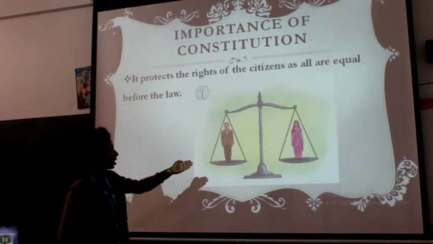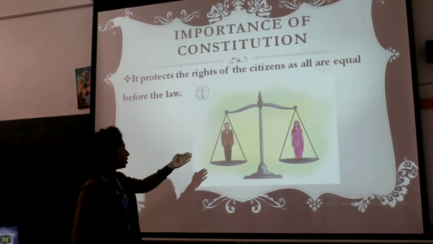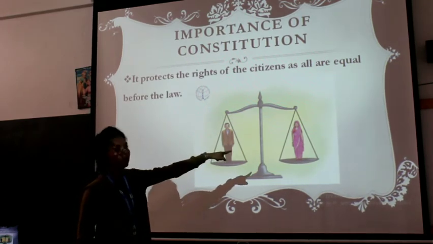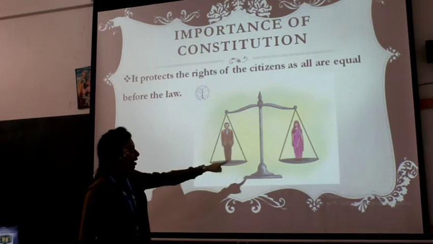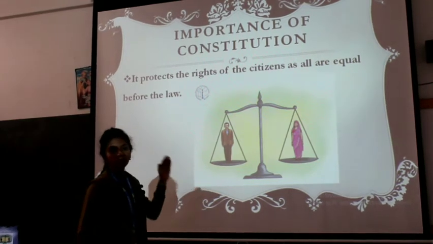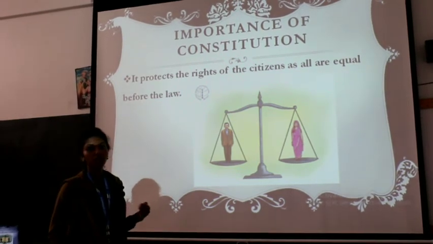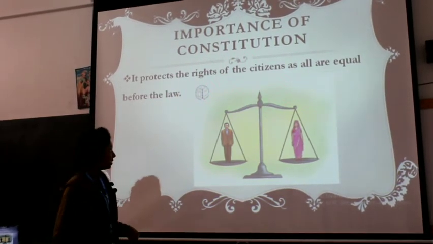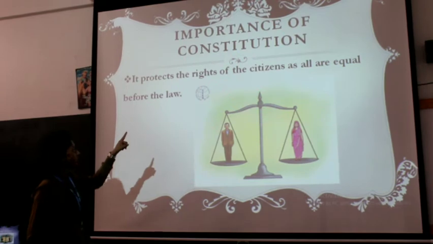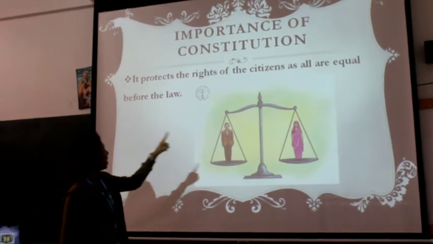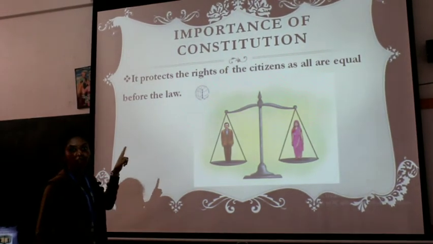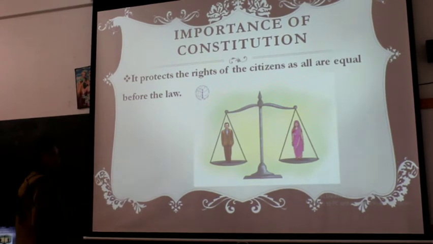You all can see a picture here, correct? It's a weighing machine, and you also can see a man's picture here and a female's picture here. So both are equal in front of the law. If a person is wrong, he is wrong, irrespective of what religion he is from or what caste he belongs to. So it protects the rights of the citizens as all are equal. Everybody is equal. That is one of the most important points you should know.